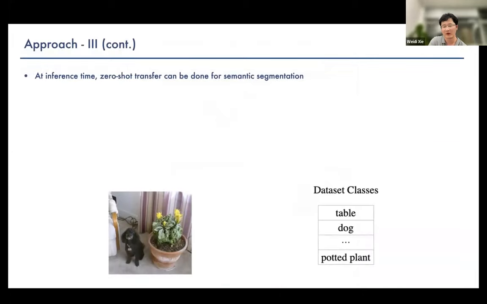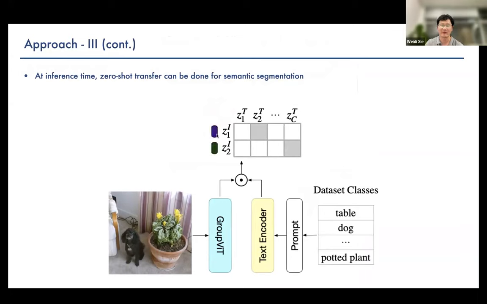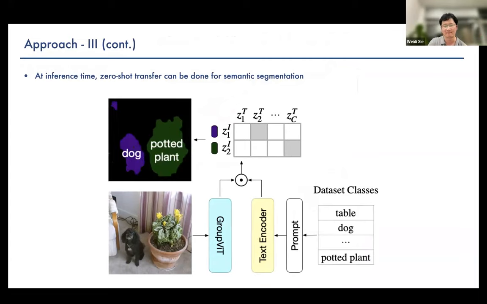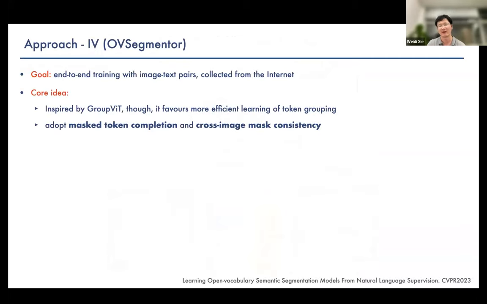And at inference time, what you're going to do is pass the image to the transformer, the GroupViT, and also the dataset classes to the text encoder. And then you do the dot product, because for GroupViT, you really output several tokens. So each token will claim a region, as I just explained. And they will dot product with the text encoder. You actually classify each of the groups. And that's the idea. And it works pretty well, I would say. But one of the disadvantages, I'll show you in the table later, is it's very inefficient. It needs a lot of data to train the model.